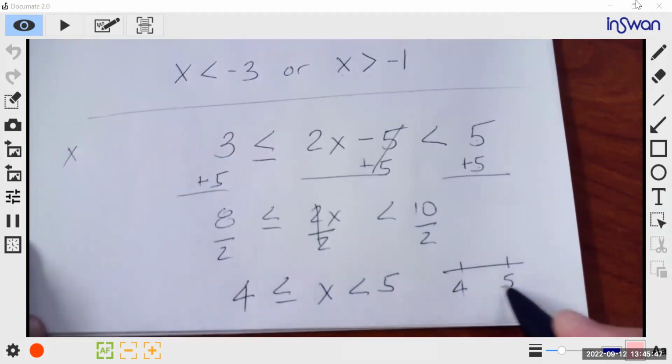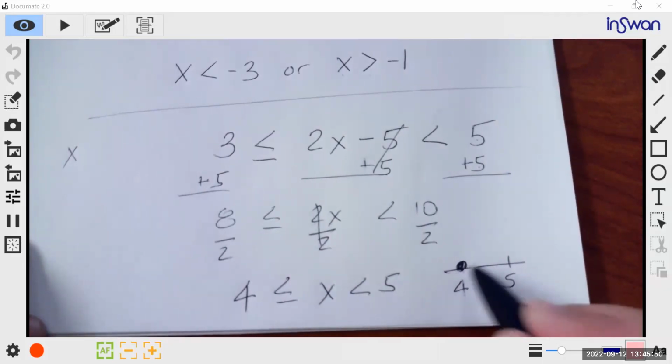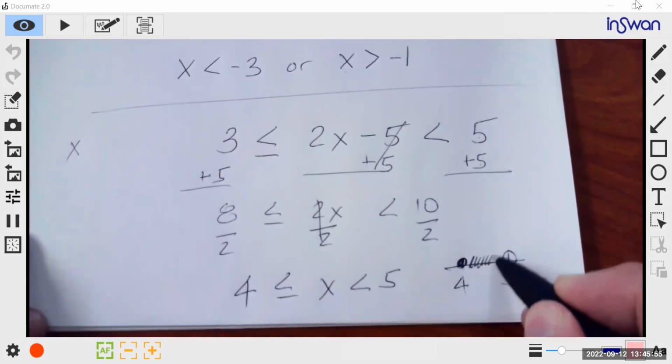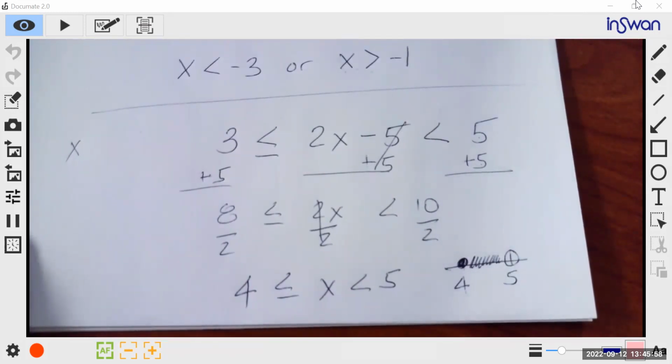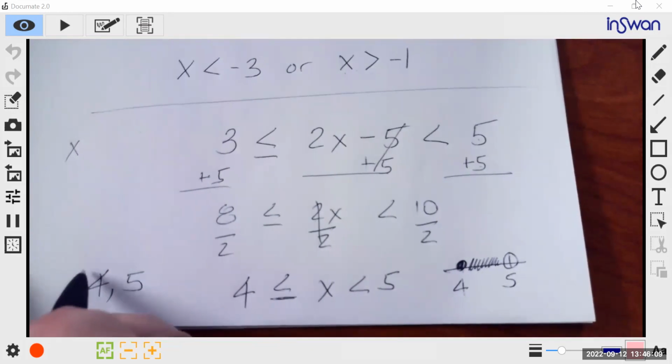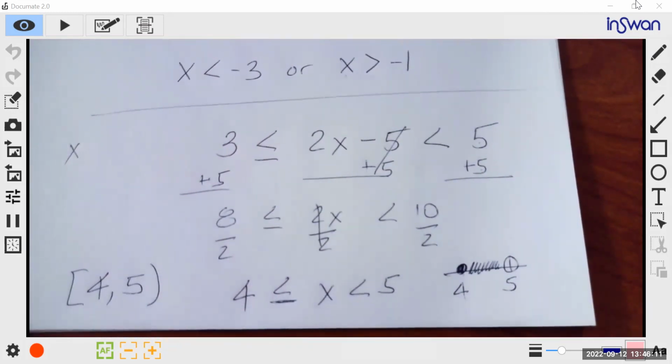Here's 4, here's 5. 4 is a solid dot, 5's open, and x is between there. That's the graph. In interval notation, I start at 4, go to 5. I have a bracket on 4 and a parenthesis at 5. So that's how you solve tripartite inequalities. Whatever happens in the middle, wherever the x is, you have to do it everywhere else.